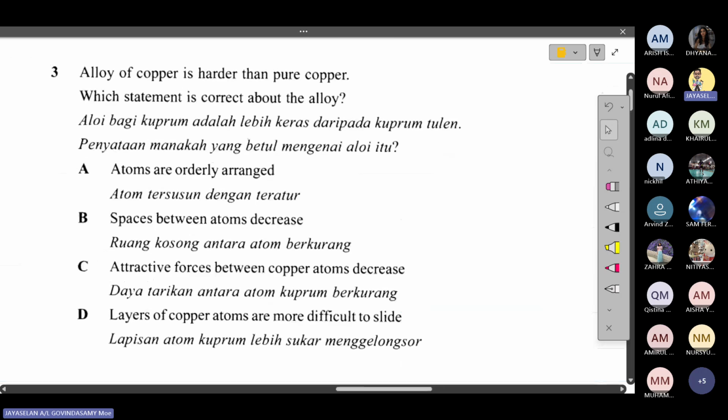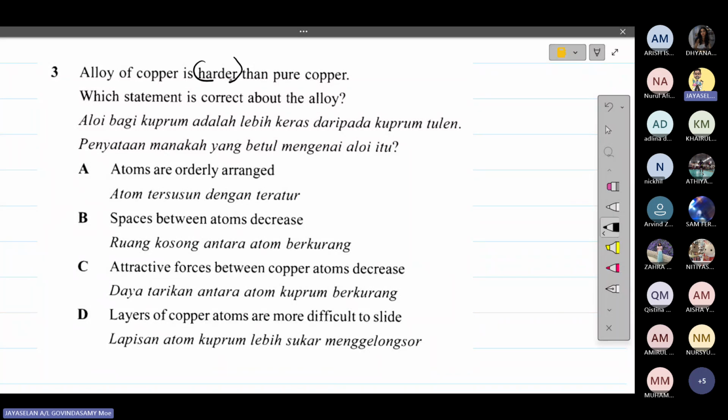Now we go for this one. Alloy of copper is other. You must use other, cannot use stronger. Please use other. Do not use stronger. Which statement is correct about the alloy? Look at number one: the atoms are orderly arranged? No, the atoms are not orderly arranged. The space between atoms decreases because we already add foreign particles. Attraction force between the copper atoms decreases? No. The layers of atoms are more difficult to slide. This is the best answer. So answer D.